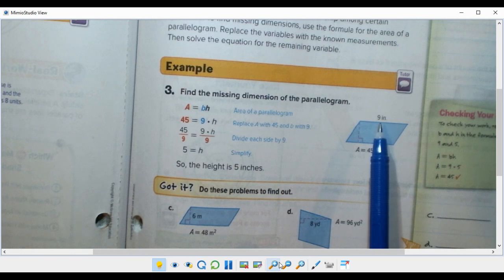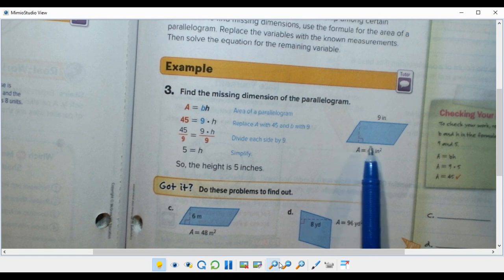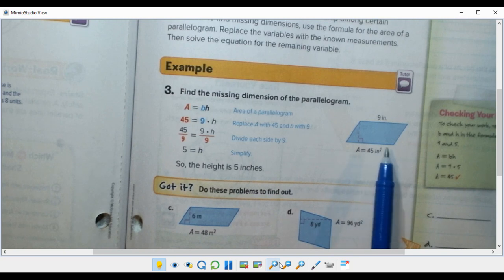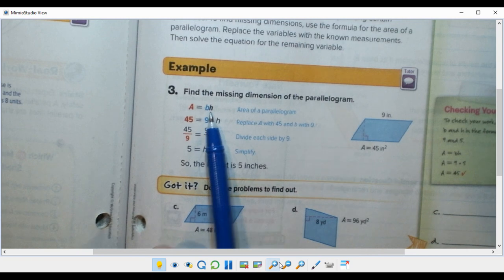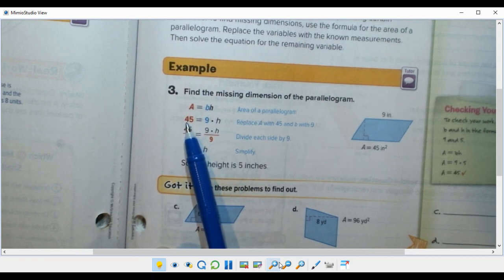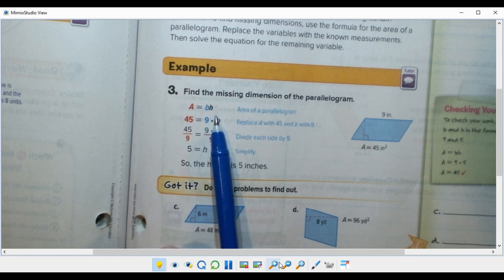Well, wait a minute. The base is at the top. That's okay. I know that it would be the same as this one down here because I know about parallelograms and opposite sides being equal. So this bottom one here, the base would be 9. Let's put it into the formula. My formula is area equals base times height. I know A, area is 45, and I know B, base is 9. So what's left? H. Leave it as H for a minute.